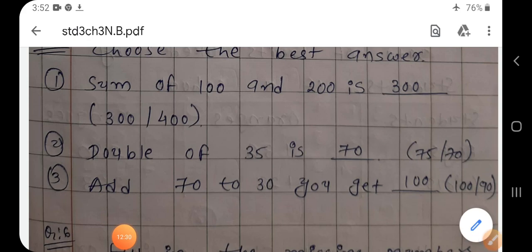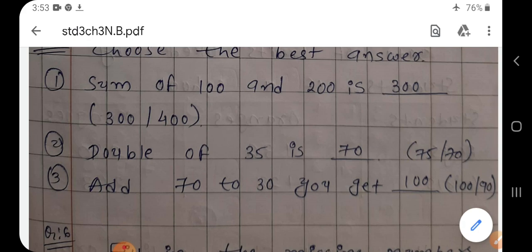Third number, add 70 to 30. That means we have to do addition of 70 and 30. Add 70 to 30. So the options are 100 or 90.